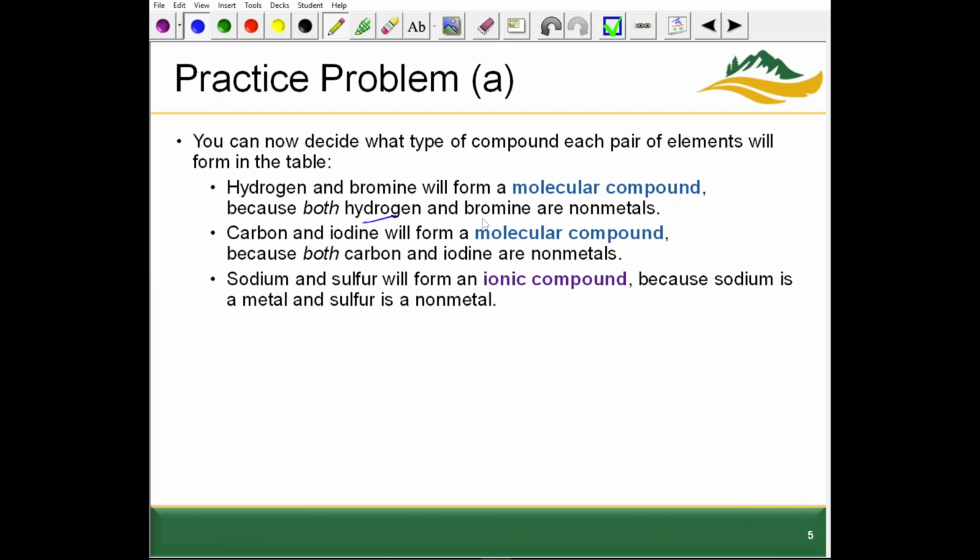So here's that information. Both hydrogen and bromine are nonmetals. They would make a molecular compound. Both carbon and iodine are also nonmetals. They would make a molecular compound as well. Then sodium, a metal, sulfur, a nonmetal. We'd expect those to form an ionic compound.